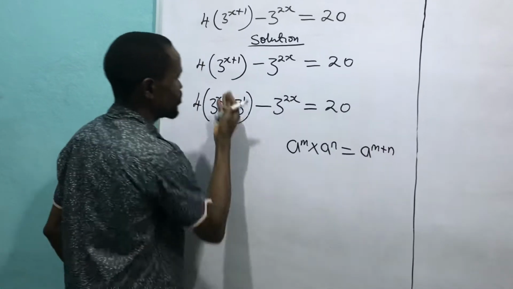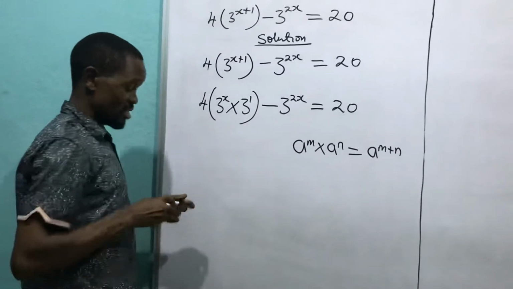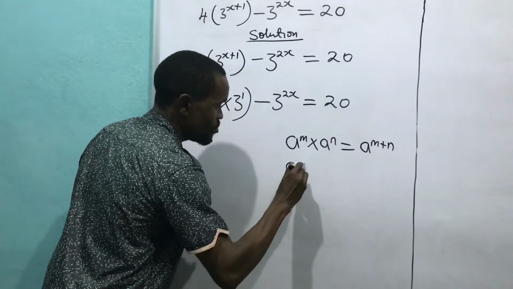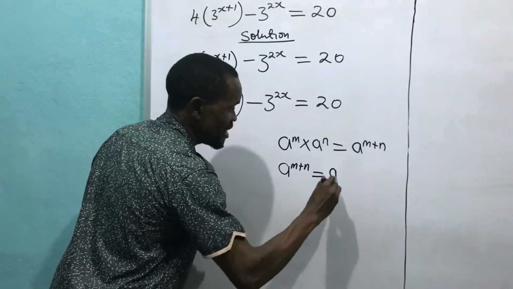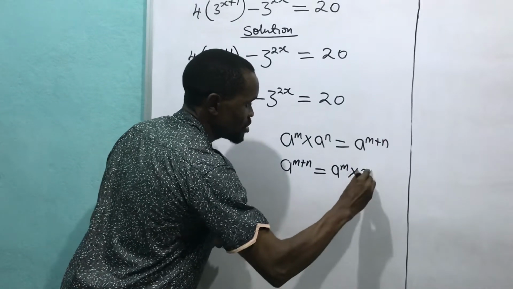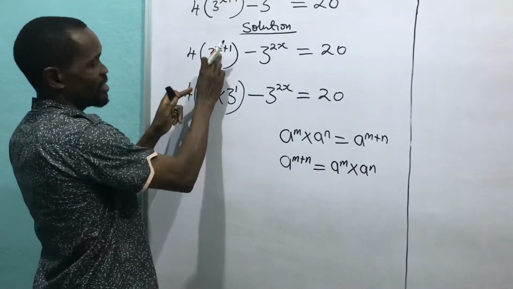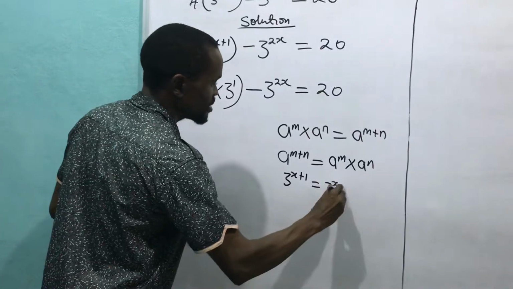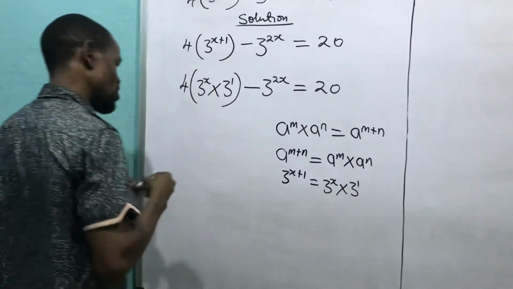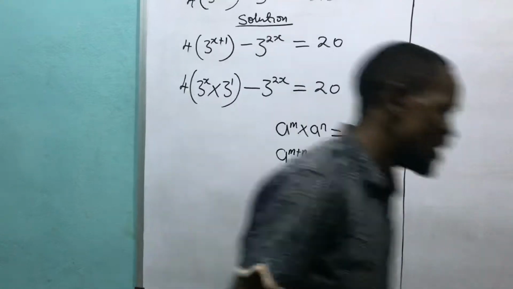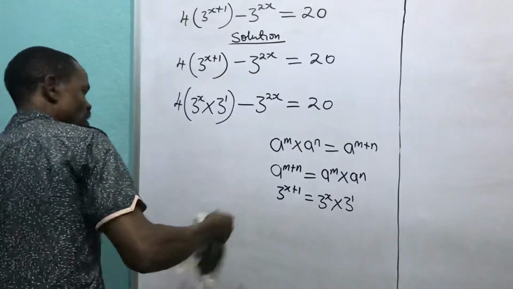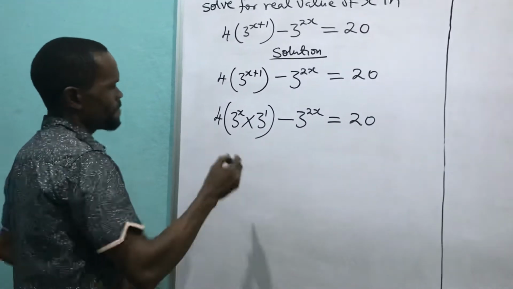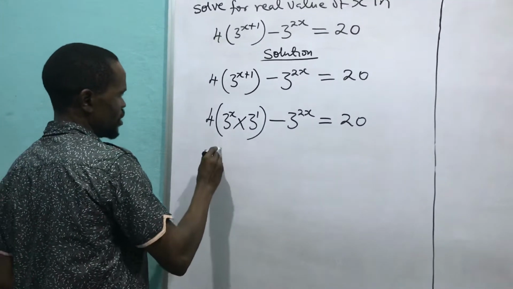Therefore, I can translate this back to this. That's what I did. So a raised to power m plus n is the same thing as a raised to power m times a raised to power n. Therefore, 3 raised to power x plus 1 is the same thing as 3 raised to power x times 3 raised to power 1. You agree with me? So let's go back to what we have.